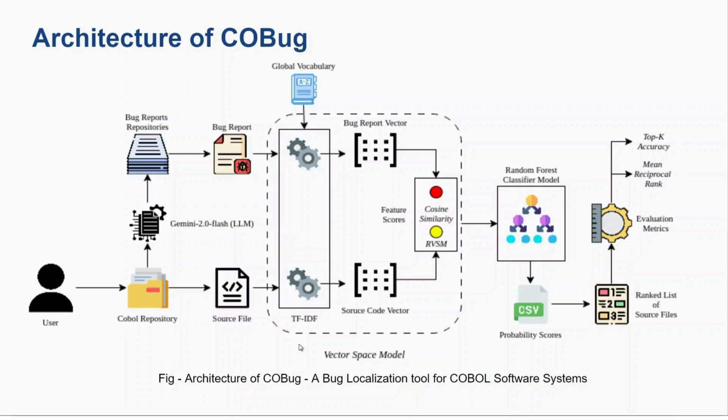User testing. Finally, the users can input a new bug description and summary, and the tool ranks all the COBOL files in the repository based on how likely they are to contain the bug. The results are saved in a CSV file.